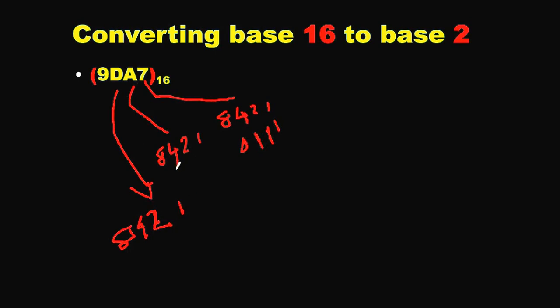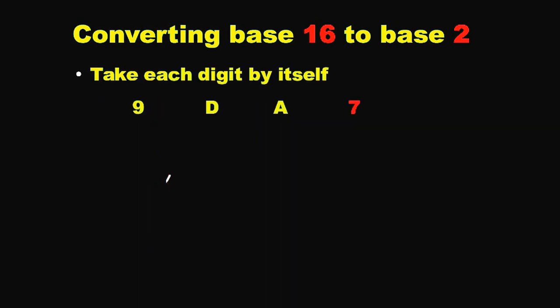A, remember we said value of 10. 8 and 2, 10. Here's the A. What about the D? D, we said A, B, C, D. So 10, 11, 12, 13. D is 13. How do I represent 13? 8, 4, 1, 0. I'm not gonna take the 2, it makes it 14. I'll take the 1. And 9 equals what? 8 and 1. So we combine all those numbers and we get our number.